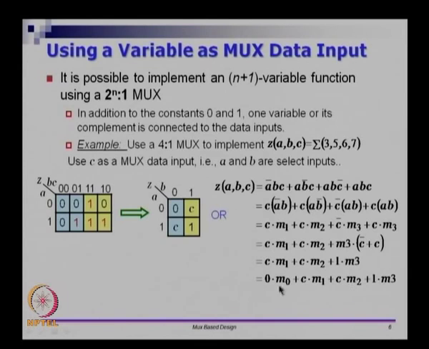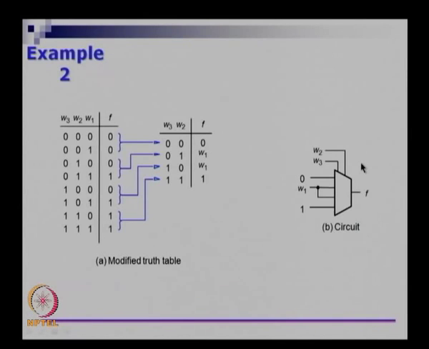Now if you take this and put it into a 4 to 1 mux, your A and B will be the inputs to the select lines, and the 4 input bits should contain 0, C, C and 1. This is exactly what we saw on the previous slide. So we saw 0, W1, W1 and 1. Here these are my ABC instead of W3, W2, W1.